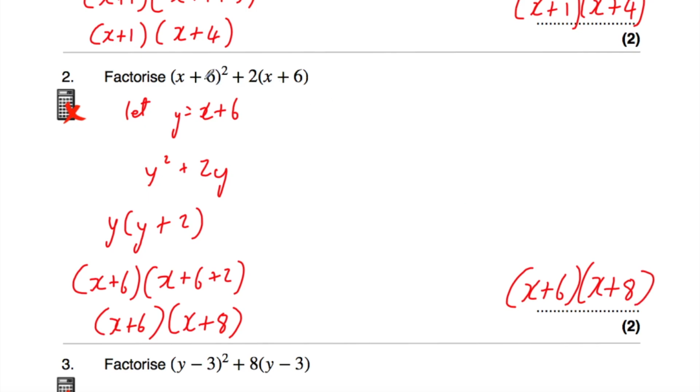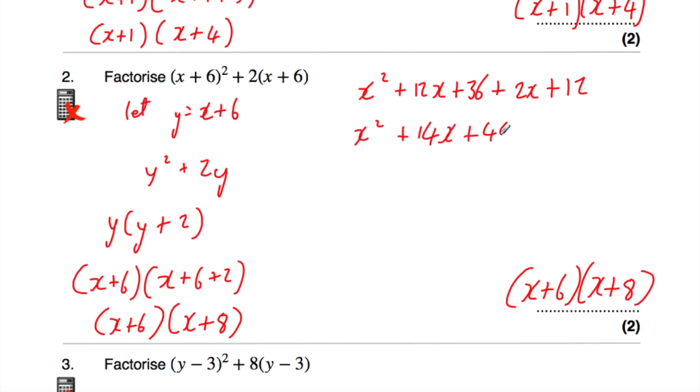And if you wanted to, you could check that answer. You could expand your brackets and you'd get x squared plus 12x plus 36. That's what you'd get if you squared that bracket. And then you would have plus, and then 2 times x would be 2x, and 2 times 6 is plus 12. Then you could simplify this. If you simplified it, you'd get x squared, 12x plus 2x is plus 14x, and then 36 plus 12 is plus 48. And then you could factorize this, and if you factorized it, you would get x in the front of both brackets.